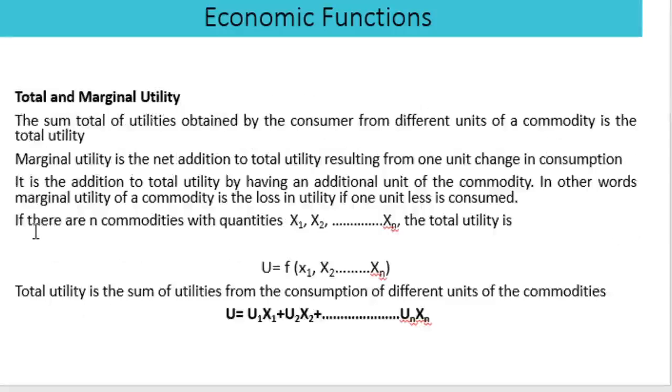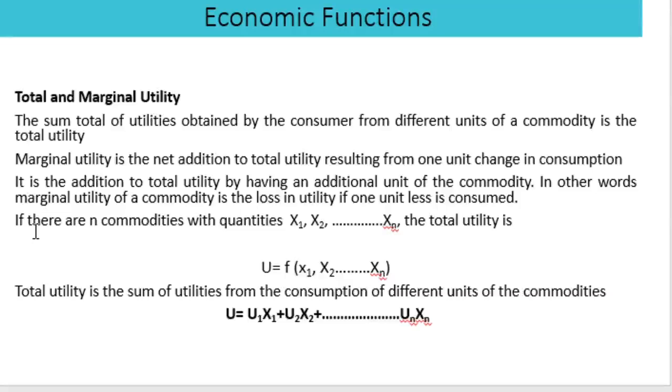Total utility means the sum total of utilities obtained by the consumer from different units of a commodity. That is, total utility is the sum total of the utility derived by the consumer from the consumption of a commodity. And marginal utility is the net addition to the total utility resulting from one unit change in the consumption. That is, it is the addition to the total utility by having an additional unit of the commodity. In other words, marginal utility of a commodity is the loss in utility if one unit less is consumed.